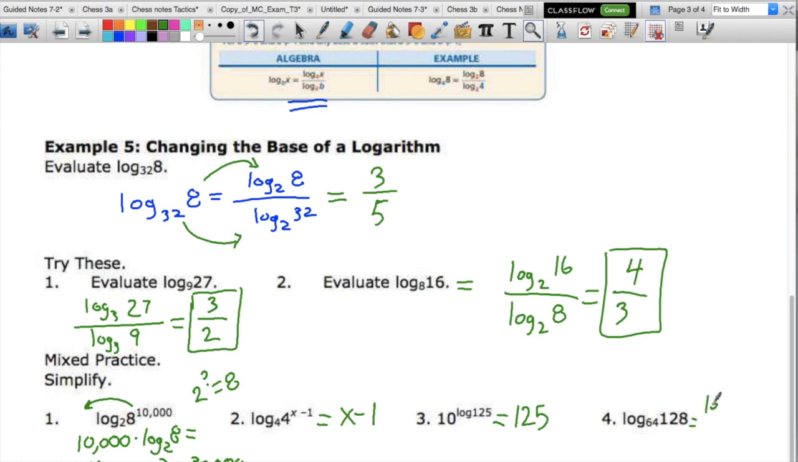Log base 2 of 128 and log base 2 of 64. Now, I know 64 is going to be 6 on the bottom, because 2 to the 5th is 32, and 2 to the 6th is 64. And then one more higher is 128, which is 7.